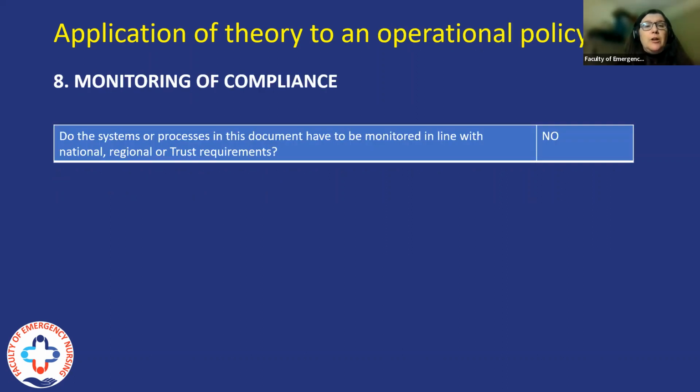And then there's a monitoring of compliance section. Standard question you'll find on a policy: do the systems or processes in this document have to be monitored in line with national, regional, or trust requirements? No. Marvellous. End of. Now, if the answer to that question had been yes, then monitoring arrangements would have to be listed beneath that. And then obviously around that, you've got references and what have you. So I've deliberately left off the title of the policy and the name of the trust, because that's not fair. But you get the general idea of what you might expect in that policy.